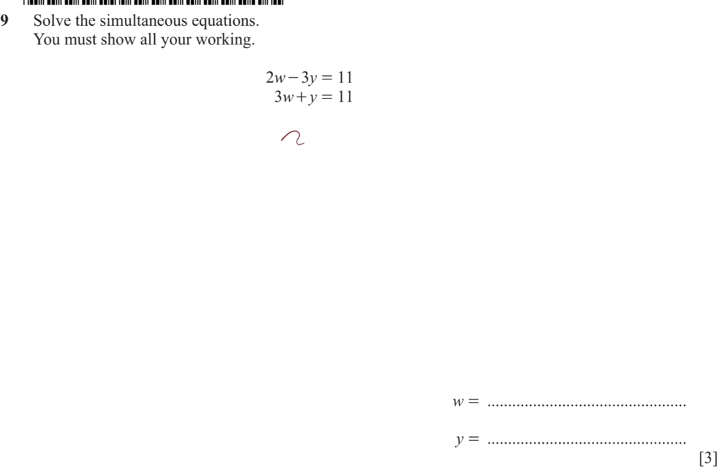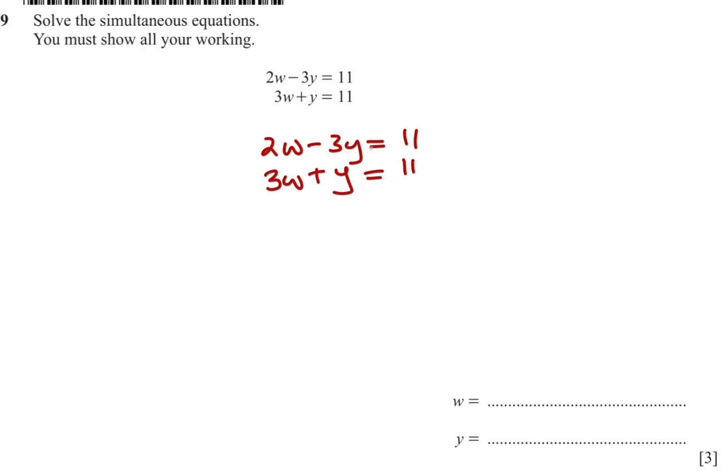Now, what is the first step? In this case, I'm going to rewrite this question: 2w minus 3y equals 11. Then 3w plus y equals 11 as well. Okay, so what am I going to do? Here, I'm going to choose what I'm eliminating, and in this case, I'm going to get rid of y.